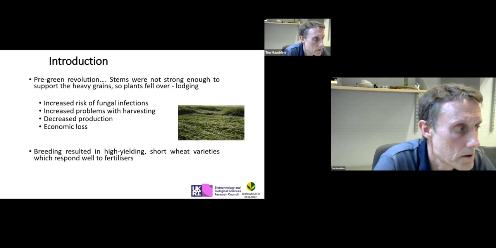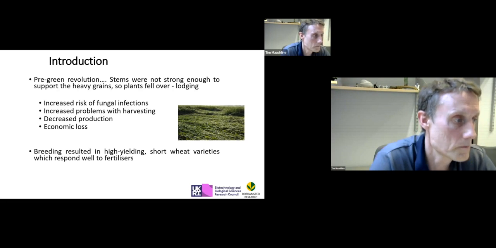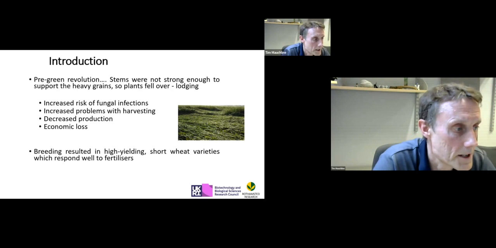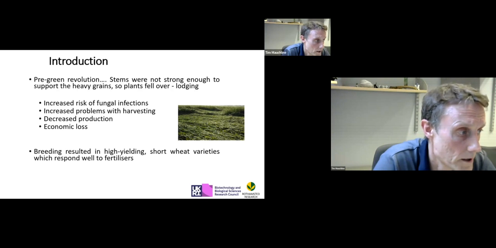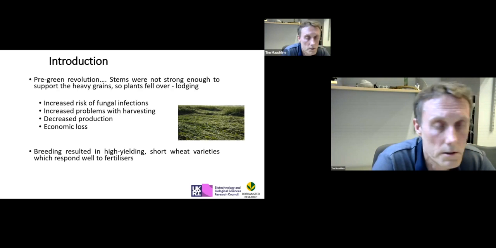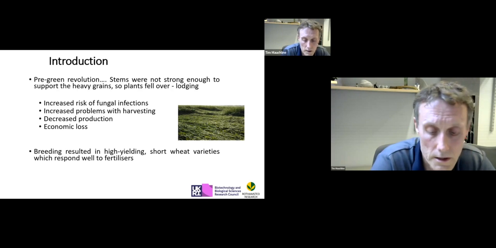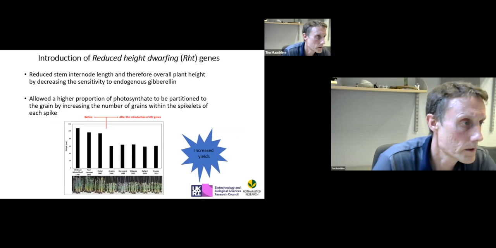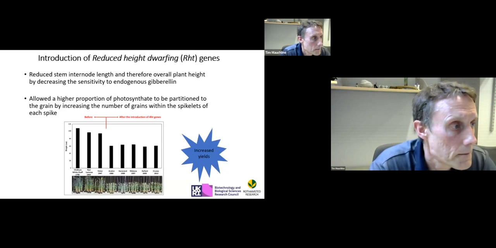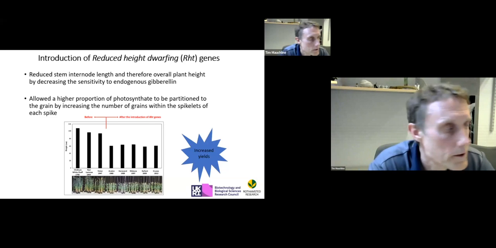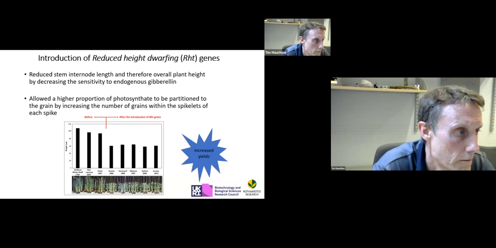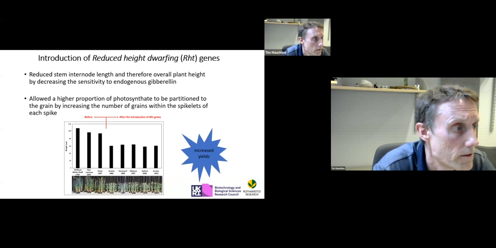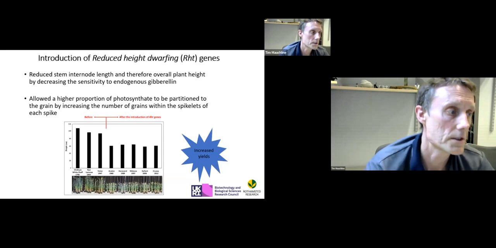And so as part of the Green Revolution, there were efforts to breed wheat plants that were high yielding and were shorter, and they also responded well to inorganic fertilizer application. The reason that this was achieved was through the introduction of the RHT genes, or mutant alleles of the RHT genes, into wheat.